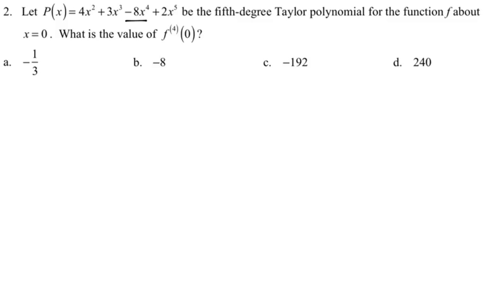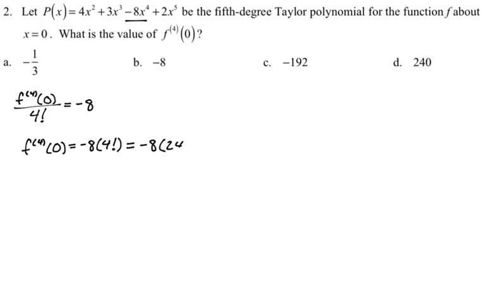So the coefficient of x to the fourth is negative 8, so I know that the fourth derivative at 0 divided by 4 factorial is equal to negative 8. And if I multiply across, I'll get that the fourth derivative at 0 is negative 8 times 4 factorial. 4 factorial is 24, and negative 8 times 24 is negative 160 minus 32, so negative 192. All right, so I'm going to circle that, and that would be my answer, and I would move on.